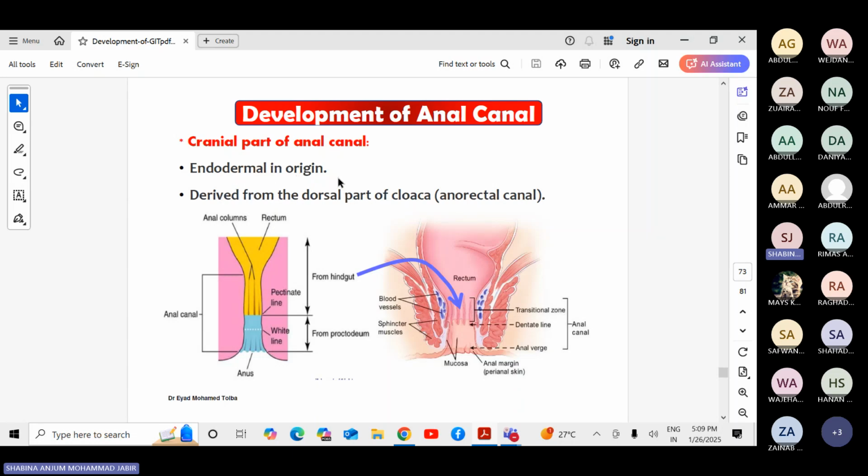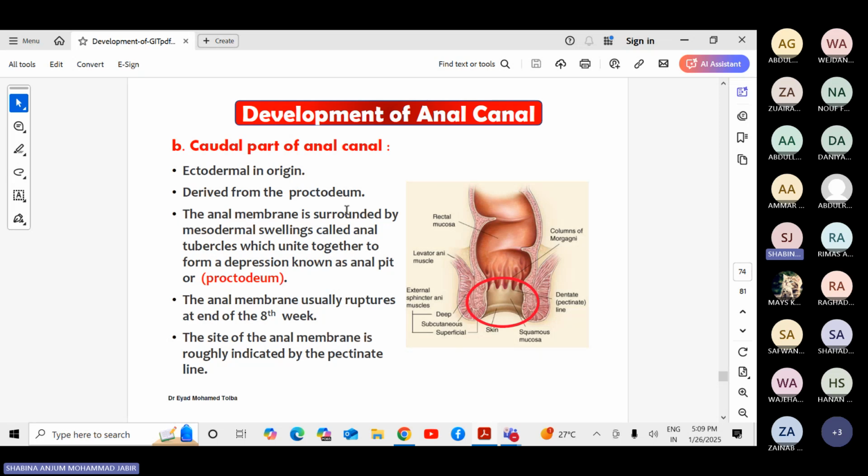Then we have the cranial part of the anal canal. It is endodermal in origin. It will develop from the dorsal part of the cloaca, the anorectal canal. Then what about the lower or caudal part of the anal canal? It is ectodermal in origin. Always remember the lower part is ectodermal in origin. It will derive from the proctodeum.